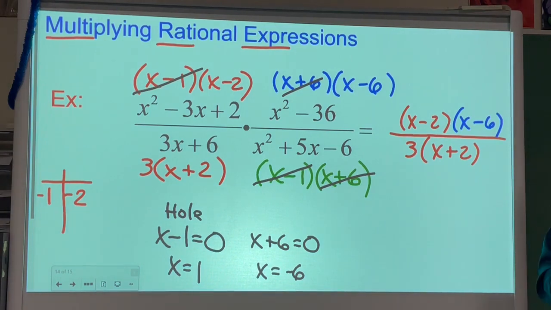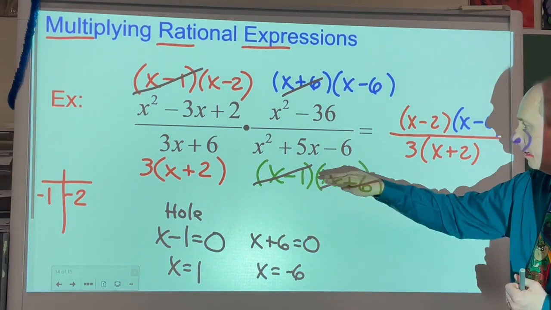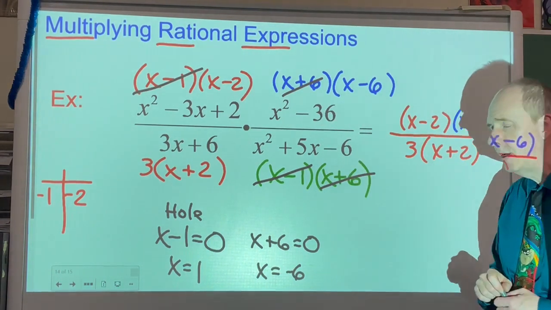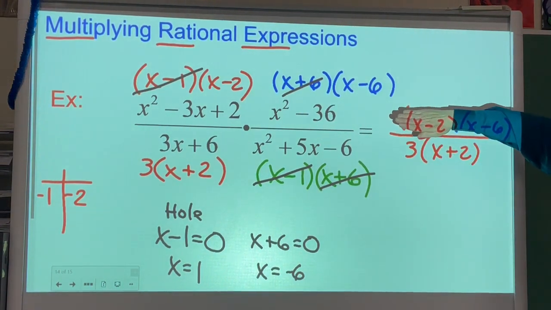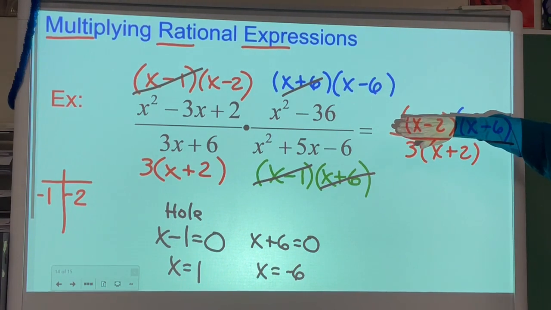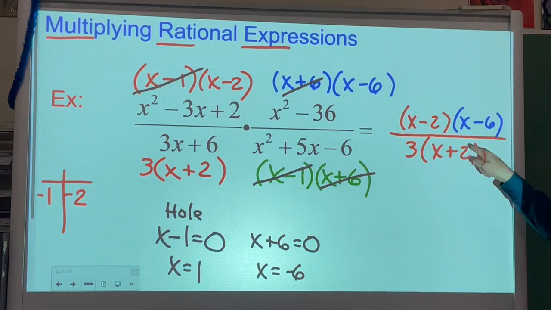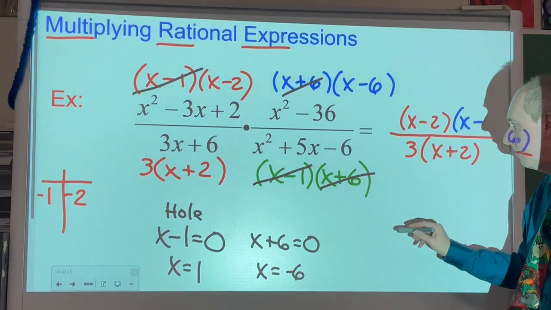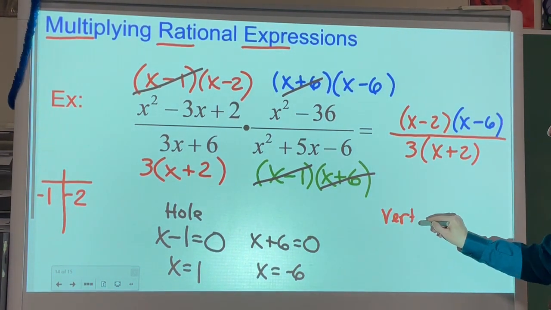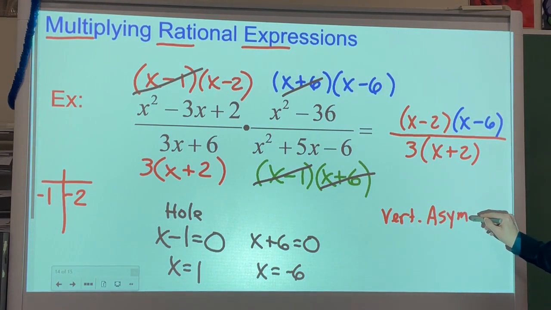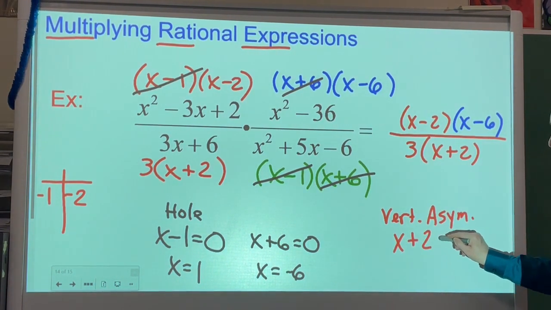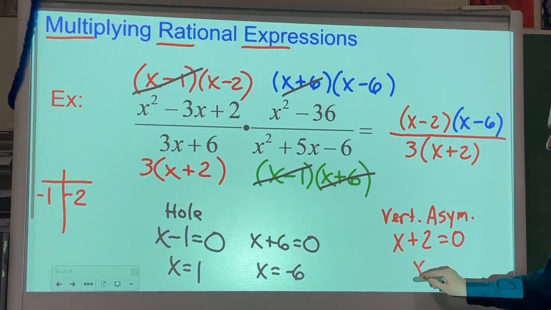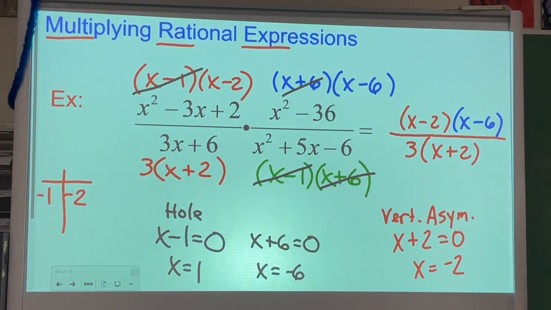Are there any other factors that didn't cancel, like these canceled and make holes, right? Is there anything else in the denominator down below with an x that we need to set equal to 0 because it's going to turn into an asymptote? Well, this x plus 2. This is going to be a vertical asymptote. It didn't cancel, and it's in the denominator. Minus 2, minus 2. So we have a line at negative 2, a vertical line that separates our graph into multiple pieces. We cannot cross that line.